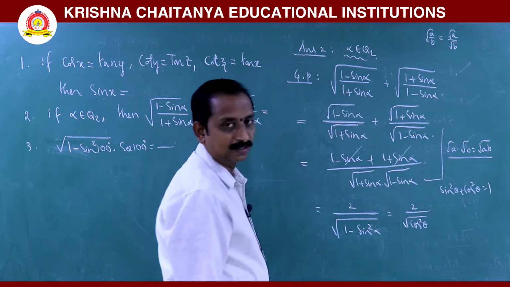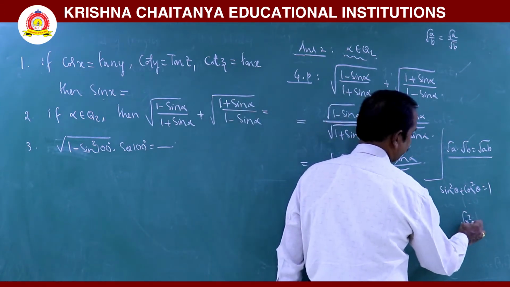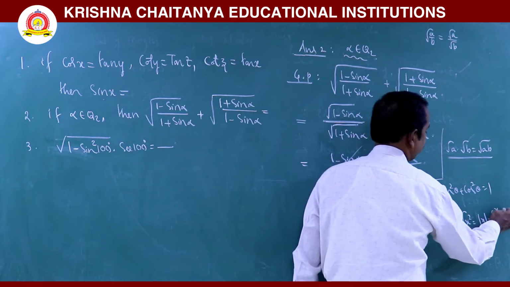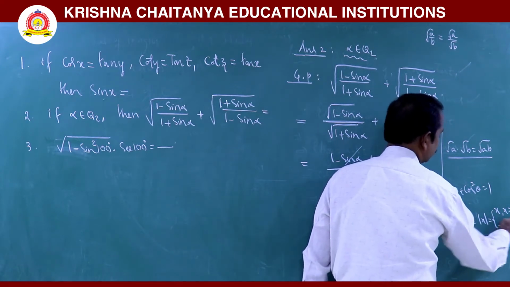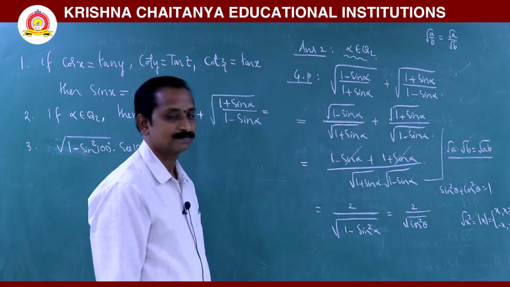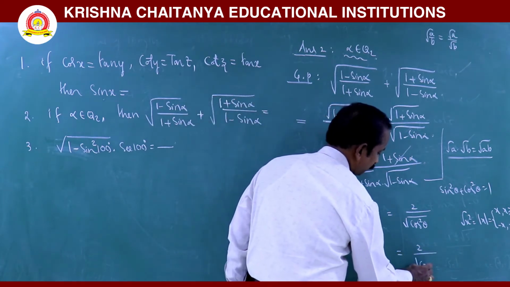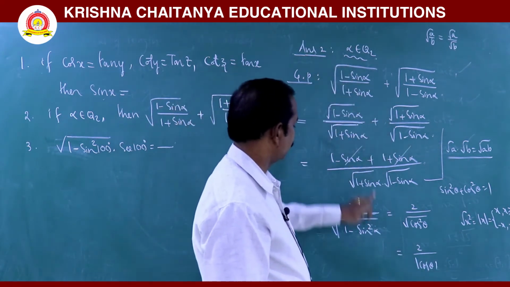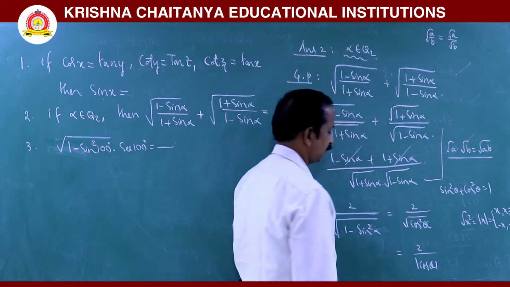But what we know is that root of x square is nothing but plus or minus x, meaning mod x. Mod x means x when x is greater than 0, and minus x when x is less than 0, and 0 when x is equal to 0. So now its value should be 2 by modulus of cos theta. But here, instead of theta, we have alpha.